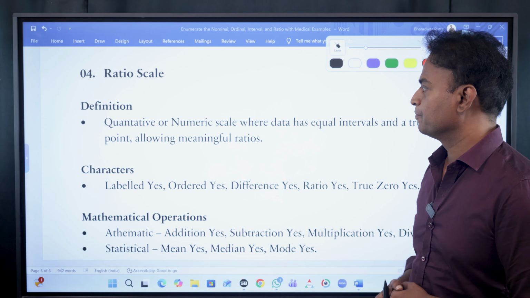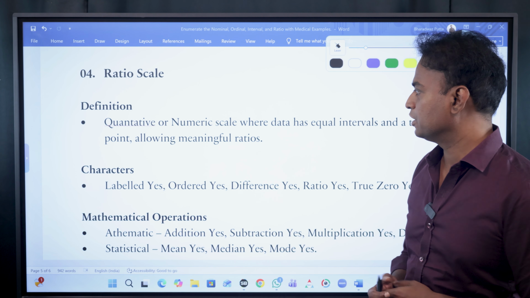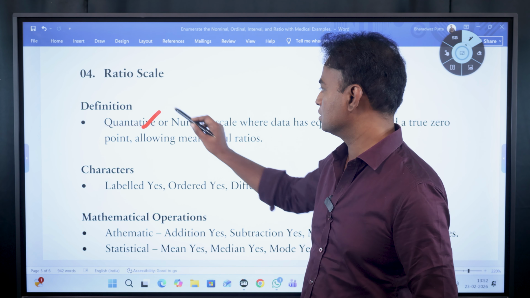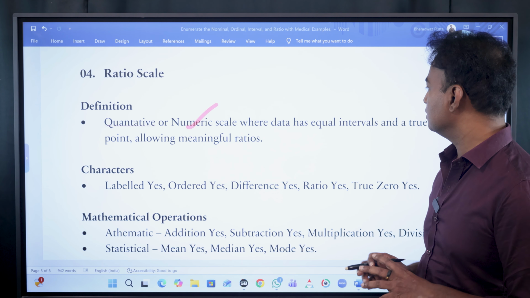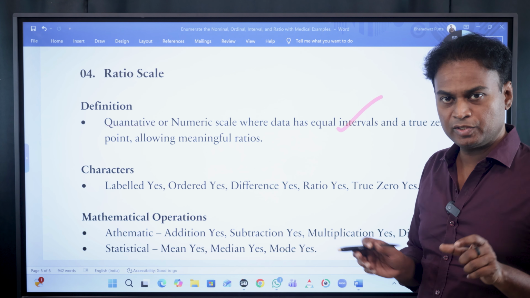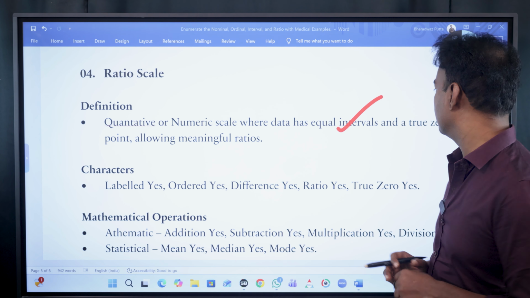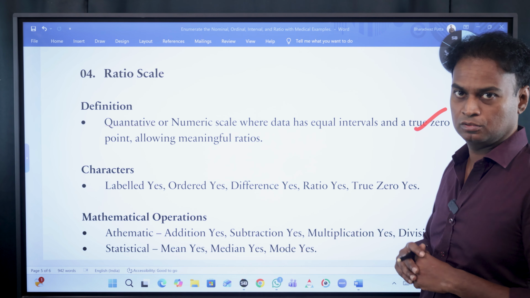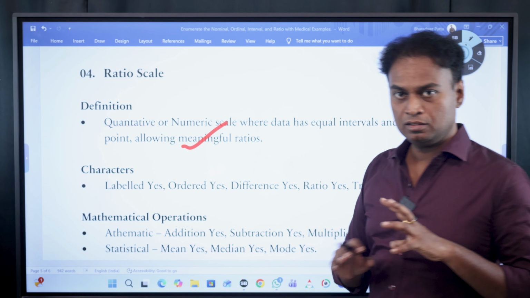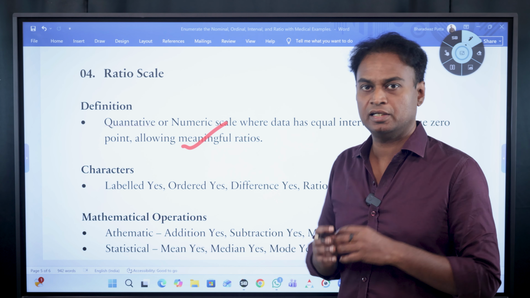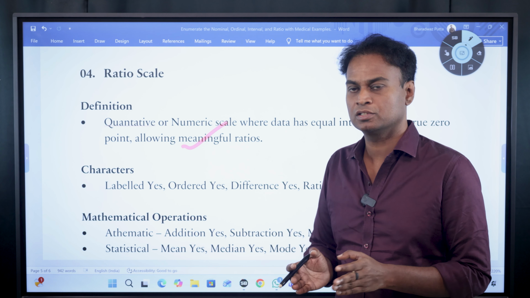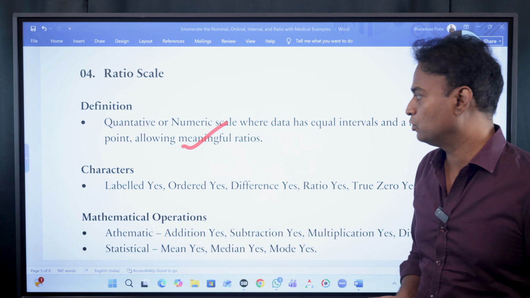Coming to the ratio scale, this is the final scale. We will define the ratio scale. Here it is quantitative data, it is numbers. That's the reason we call it numerics. A scale where the scale has equal intervals. The difference between two data points is equal and they have true zero. True zero, so allowing meaningful ratios. When the data has the quality of having true zero, it can have ratios and also it will have meaningful ratios.